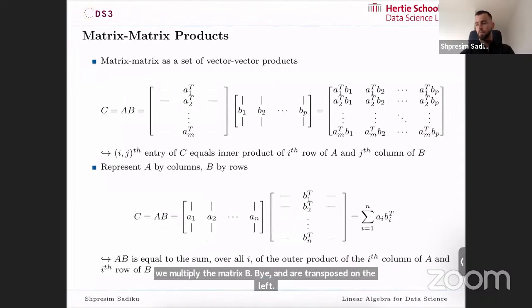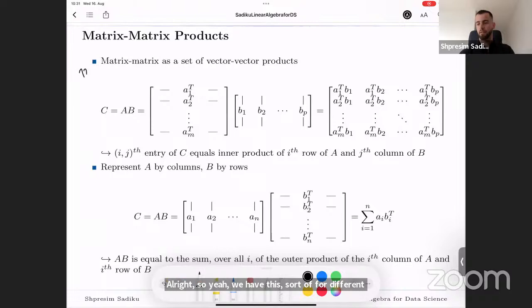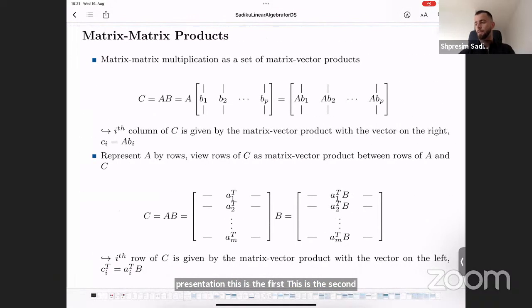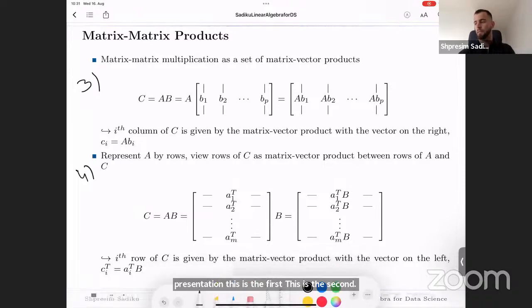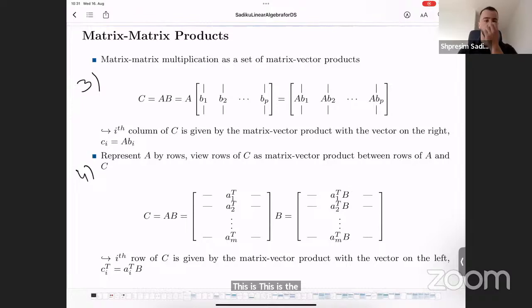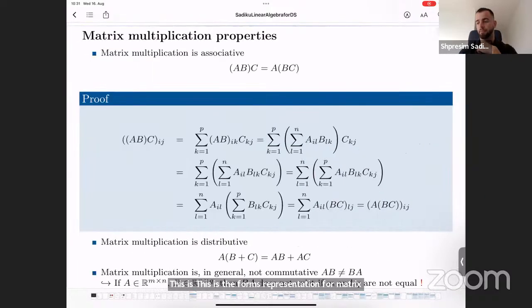All right, so we have these 4 different representations. This is the first, this is the second, this is the third, and this is the 4th representation for matrix products. You can simply use whichever you find easier. And as soon as we have defined the matrix products, we have some matrix multiplication properties. For example, the first one is that matrix multiplication is associative, which means that if we multiply on the right the matrix product AB by the matrix C, this is equal to multiplying the product matrix BC from the left by the matrix A.